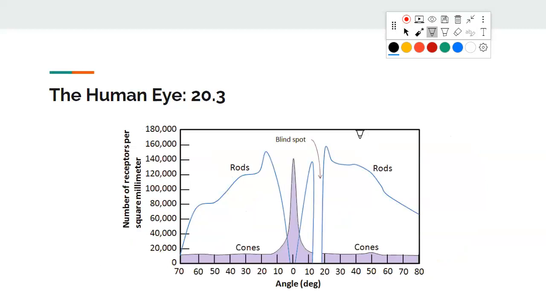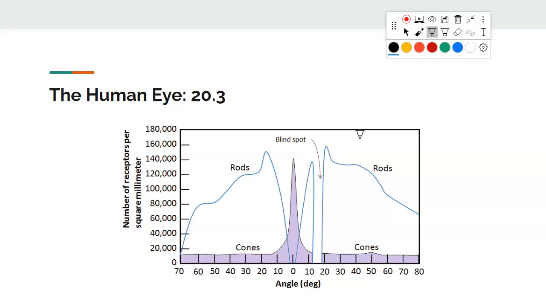This just shows you a distribution of the rods and cones in the eye. So you've probably learned in a bio class that the rods are, as you can see, there are lots of them. So they're very good at light collection, but they can only tell you if there's light or not. So they don't have color information. Whereas the cones are only concentrated in the central point of your vision, but they can tell you if there's color or not.